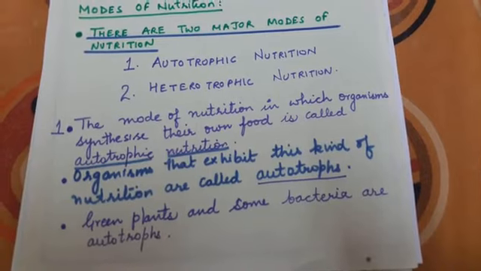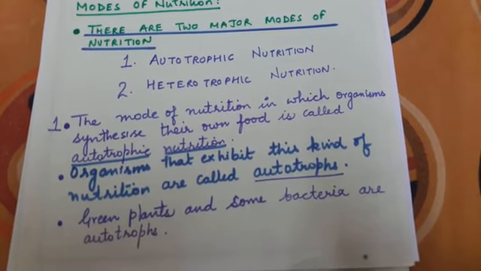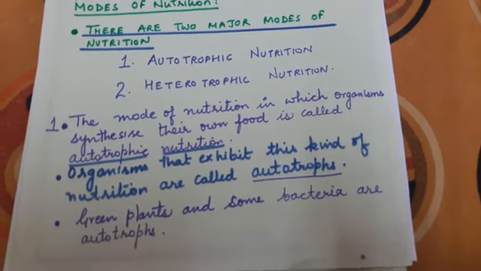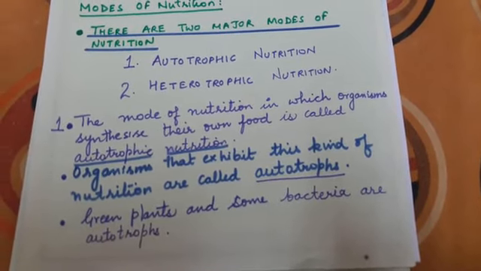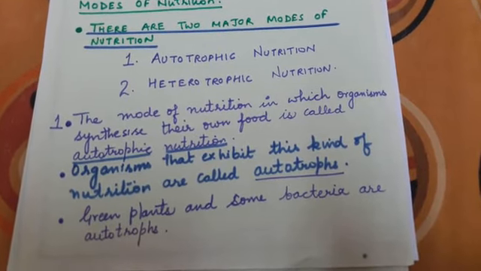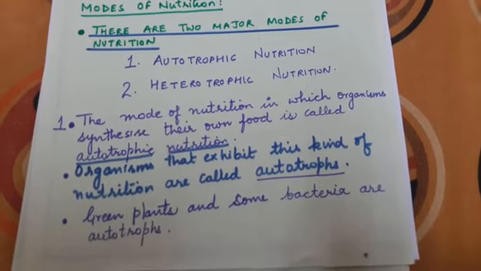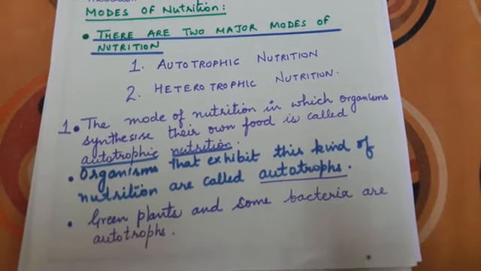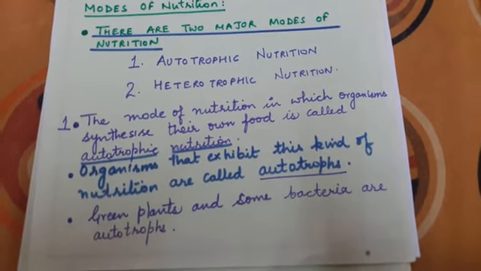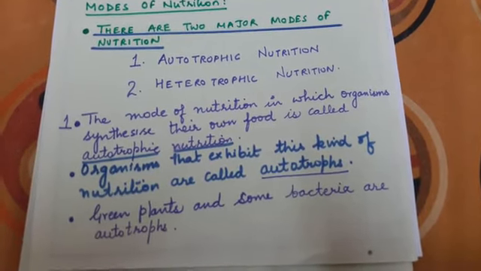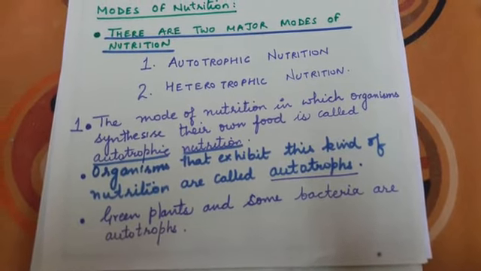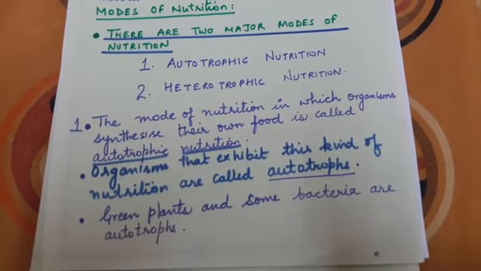So just guess the organisms which are capable of preparing their own food, that is green plants and some bacteria also. Green plants can prepare their own food by the process of photosynthesis. So autotrophic nutrition is shown by green plants. That's why they are called producers also. They are the producers of food plus they give out oxygen also. That's why they are called green angels, because they are autotrophic. They are producers. They can make their own food.